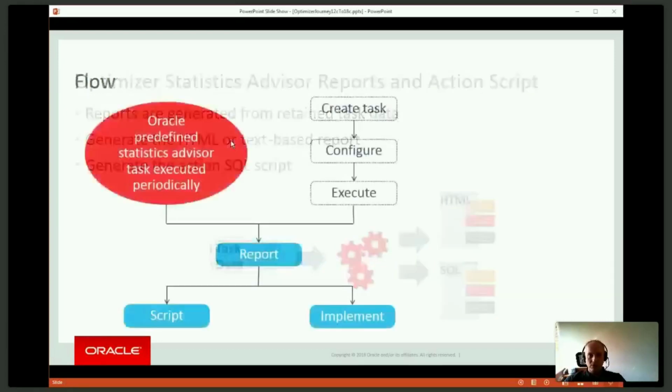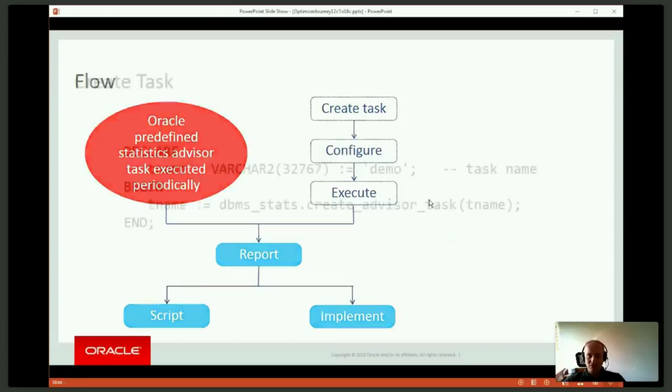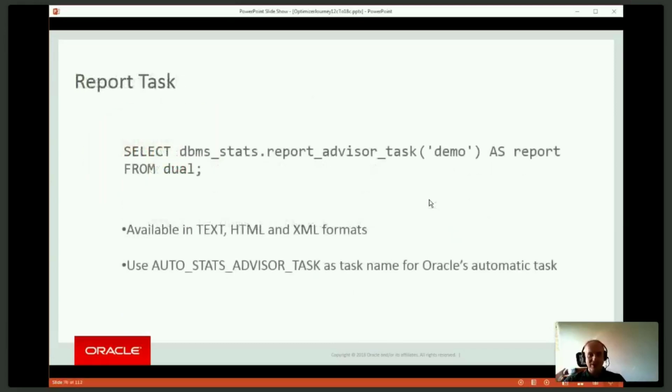It's that simple. So you can, if you want, create your own task, configure it, and then report on it. But I would just let it execute periodically. That's how it works. I just use it in default mode. So if you want, you can create a task, execute it, get a report. If you just want the default report, you just use this as the name, and it will report the one that runs periodically. That's how I would use it.